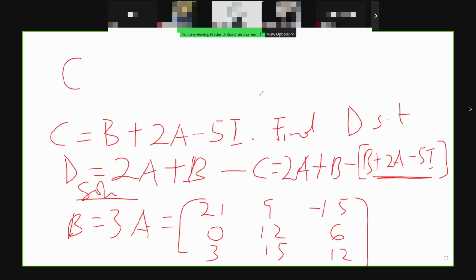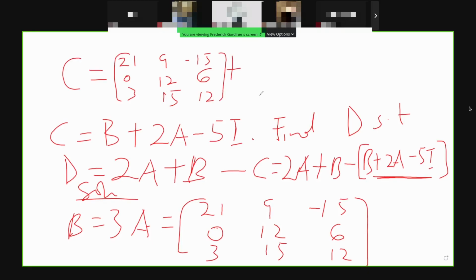So our C will be equal to B, which is your B. B is 9, negative 15, 0, 12, 6. Then I have 3, 15, and 12. And that should be plus 2A. You know that simply means 2 multiplying everything in A.